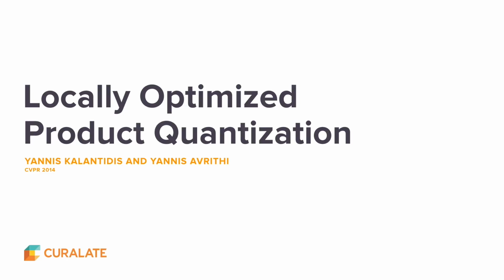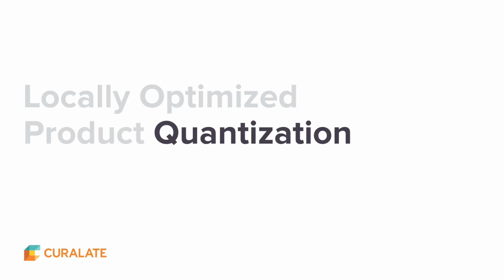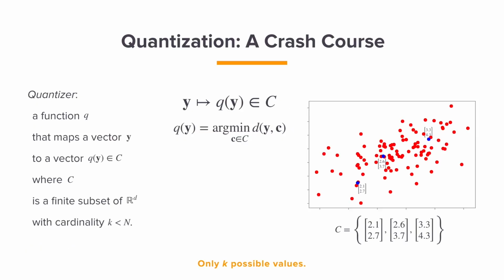So we're going to start at the end with what quantization is, and then build our way up to what locally optimized product quantization is. This is the worst math slide in the deck. Maybe the second worst. There's one that's worse.